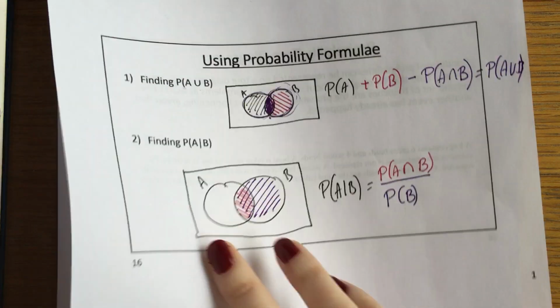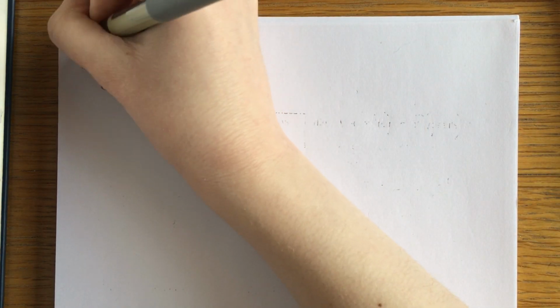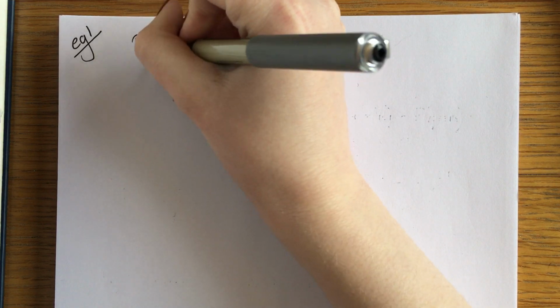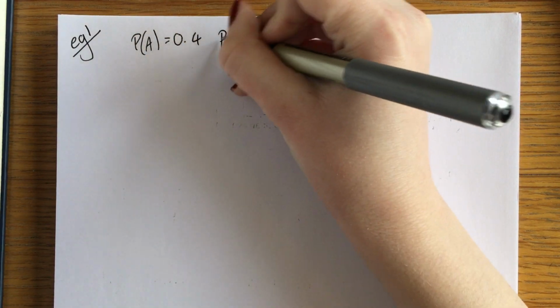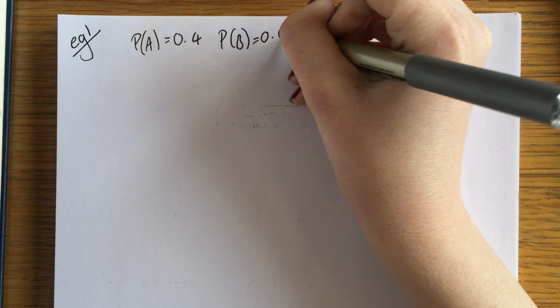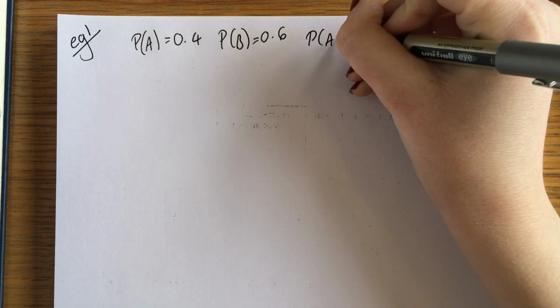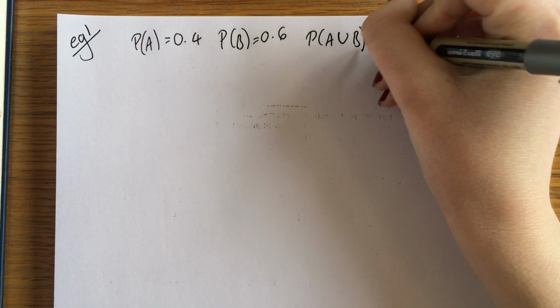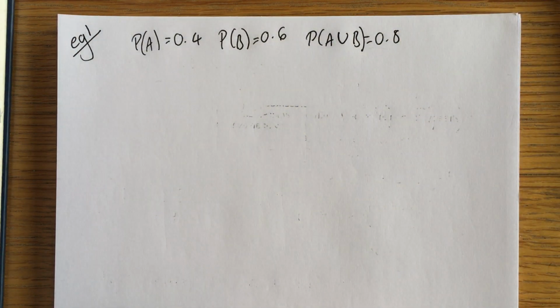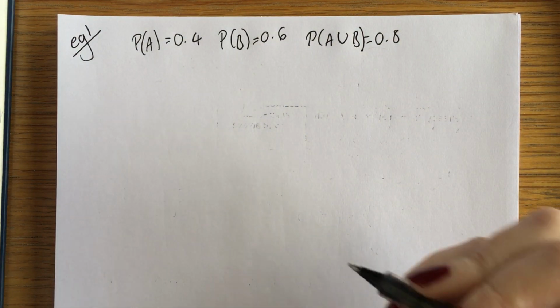And we're going to go on to our second to last page. I don't have enough room to draw it on the diagram, so I'm just going to use my paper to do these questions. So on the second to last page, we're looking for example question number 1. The probability of A is 0.4, the probability of B is 0.6, and the probability of A union B is 0.8. What is the probability of A intersection B?